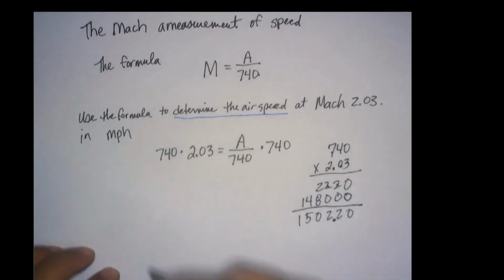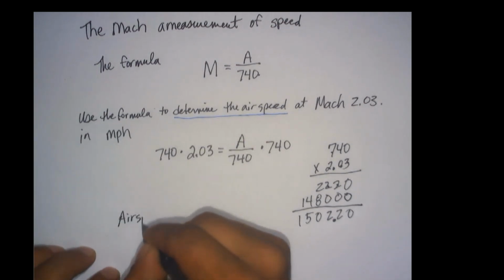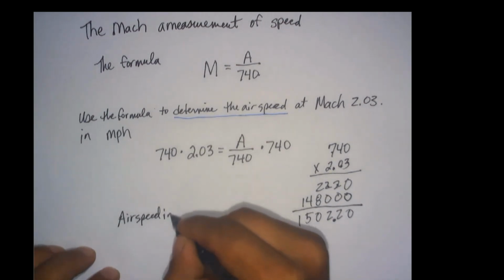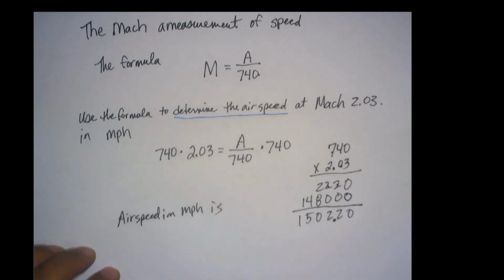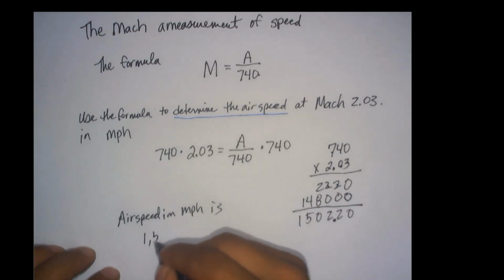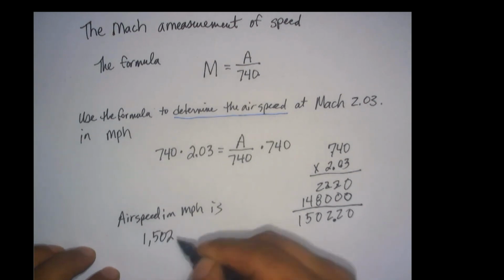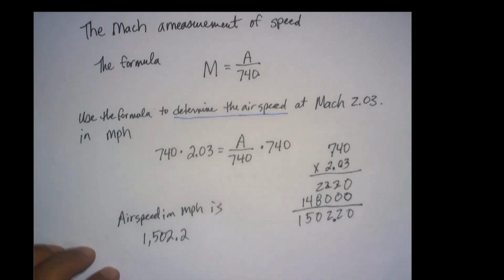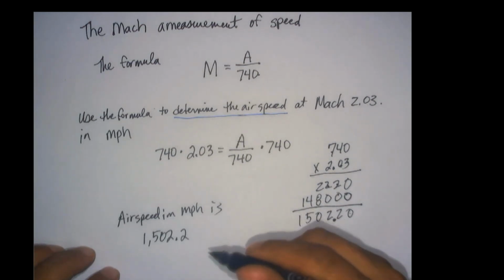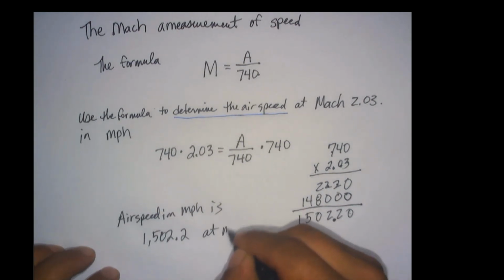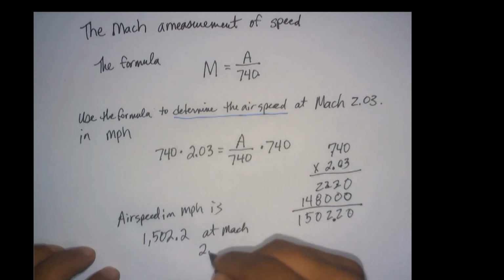So the airspeed in miles per hour is 1,502.2. You don't have to put that 0 there. Yeah, at Mach 2.03. Okay.